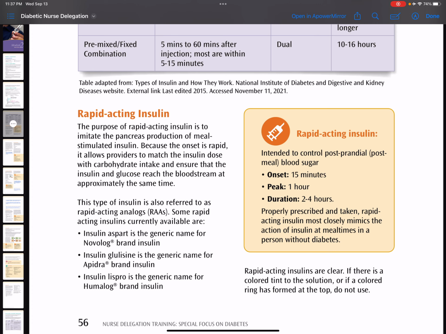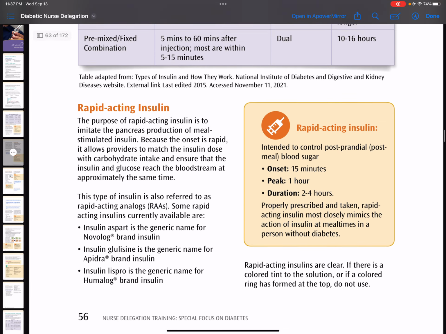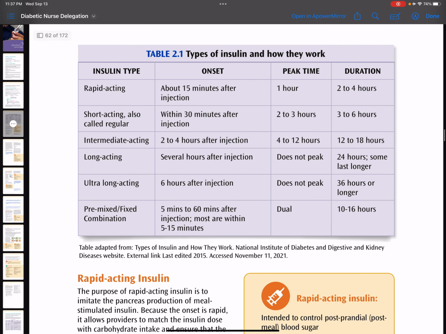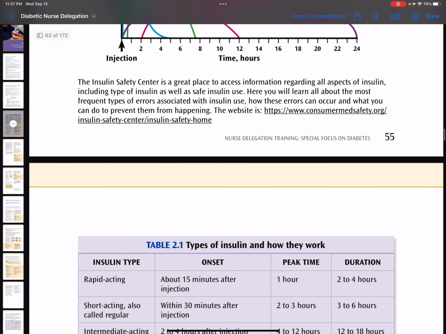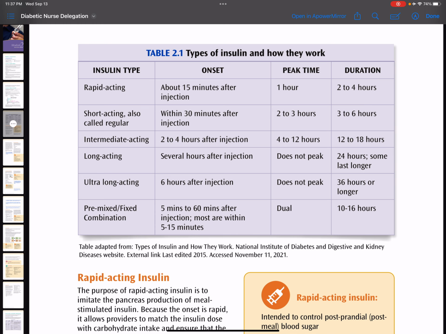Rapid acting insulins are very clear, intended to control postprandial or post-meal blood sugar. Their onset is 15 minutes, peak is 1 hour, and duration is 2 to 4 hours. Some rapid acting insulins currently available are listed here in your book. Okay, let's go to the next one, short acting insulin.